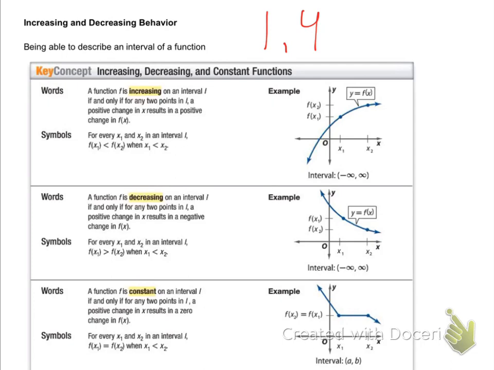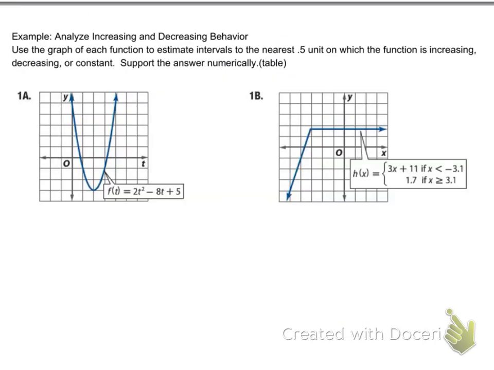So let's put this to practice. Use the graph of each function to estimate the intervals to the nearest 0.5 units on which the function is increasing, decreasing, or constant. And then we'll support this numerically.